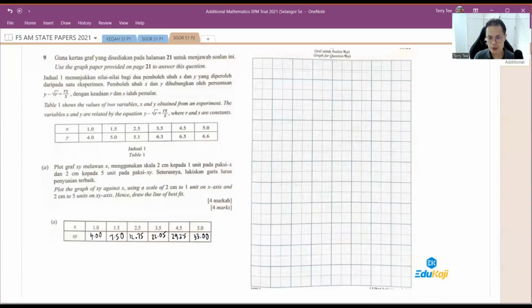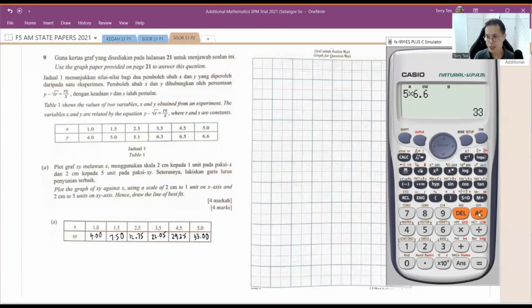One of the things you can do is use your calculator. I'll show you on this calculator. Press mode, press 3 for stats, go to 2 for A plus Bx. Your x and y values, you can key in all your x values first. x is 1, 1.5, 2.5, then 3.5, next 4.5, and the last one is 5. So this is my x value. Let me go on to the y value.